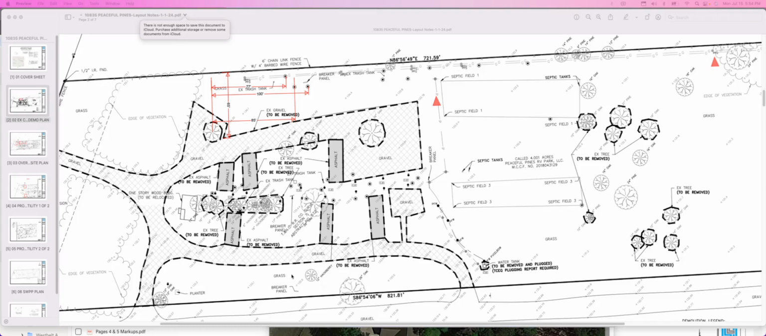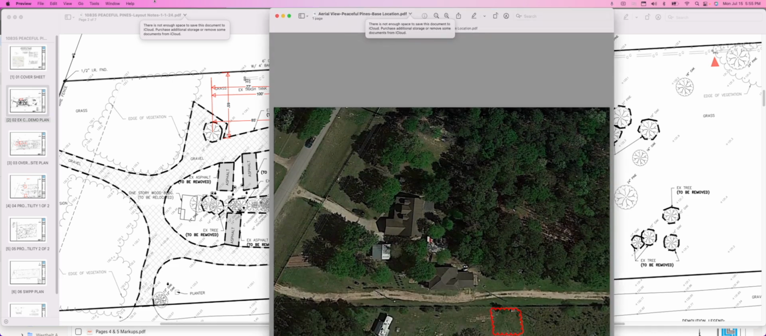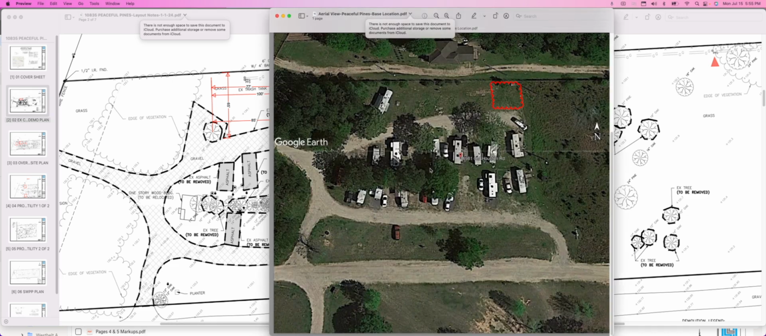In this video, I'm going to show you how to read construction plans, how to read construction drawings, what to expect, and I'm even going to show you a quick before and after.